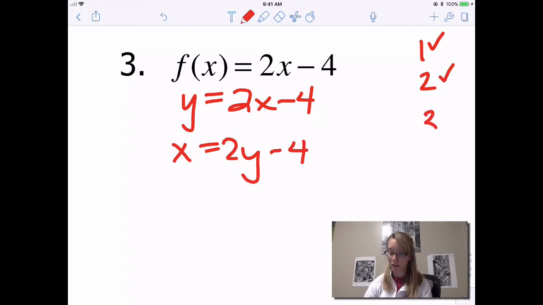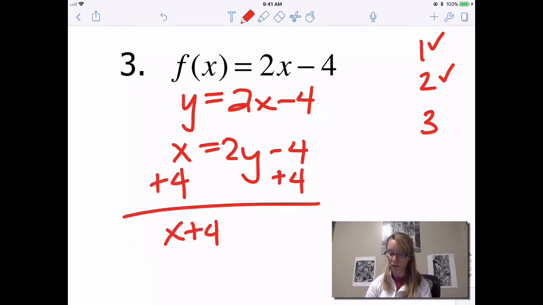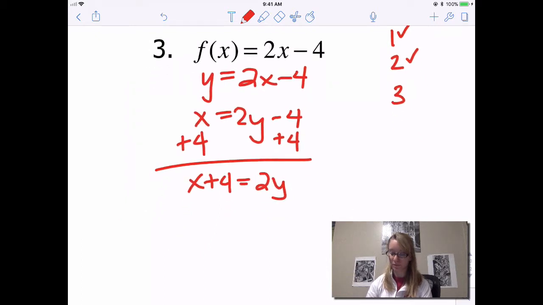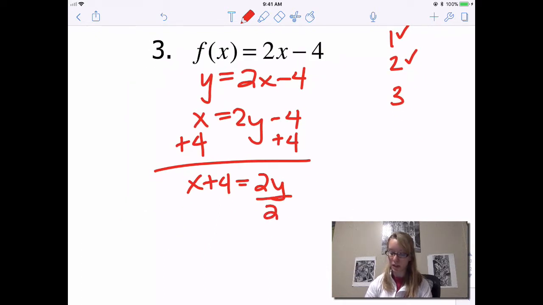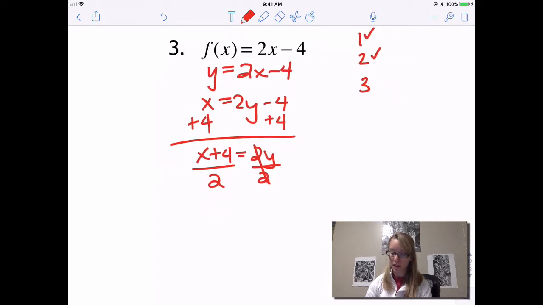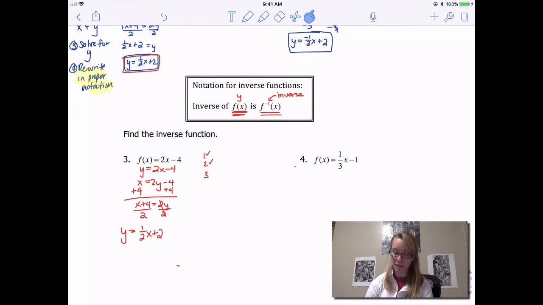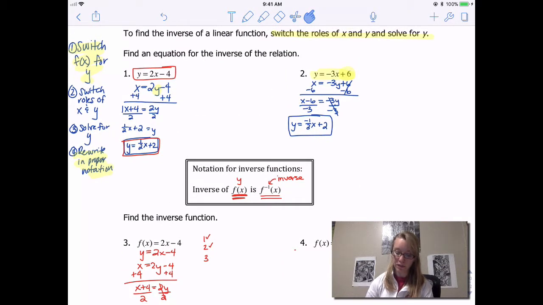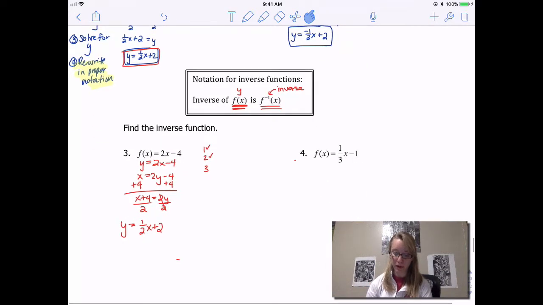Step 3 is solve for y. So I'll add 4 to both sides. X plus 4 equals 2y. Divide by 2 on both sides. And y is equal to 1/2 x plus 2. This is actually the exact same algebra as we did above. So if you fell behind on that one, look back at your work from number 1.